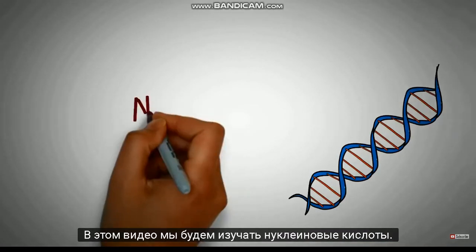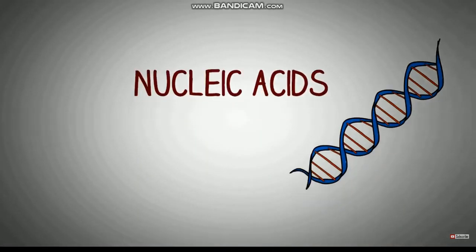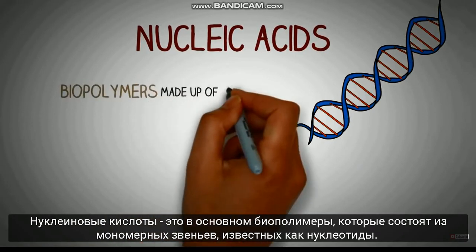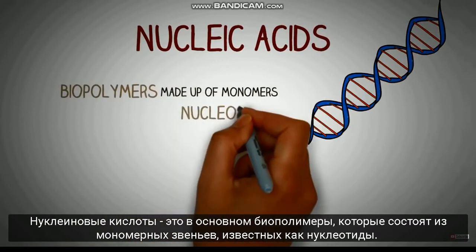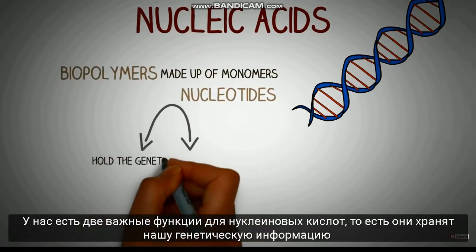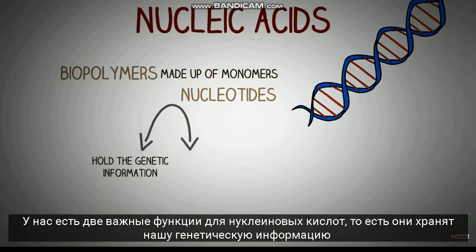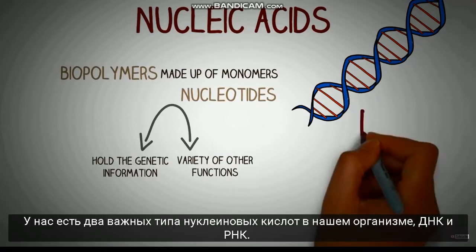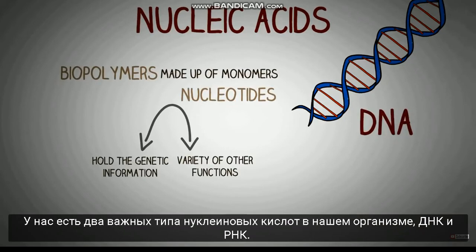In this video, we will study the nucleic acids. Nucleic acids are basically biopolymers which are made up of monomeric units known as nucleotides. We have two important functions for nucleic acids, that is, they hold our genetic information and they perform a variety of other functions that we will discuss later. We have two important types of nucleic acids in our body, the DNA and the RNA.